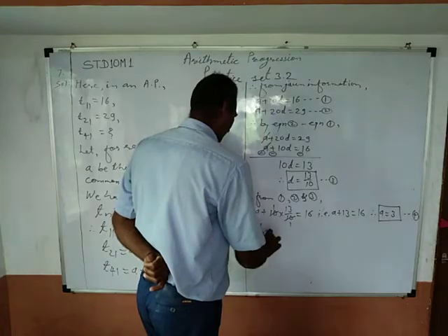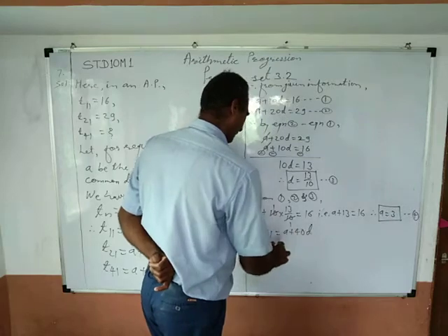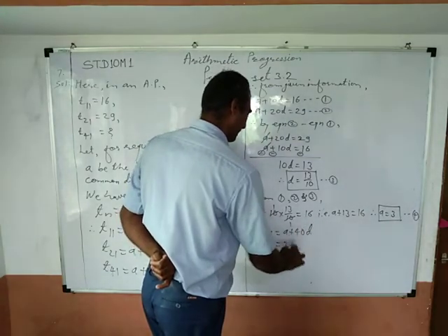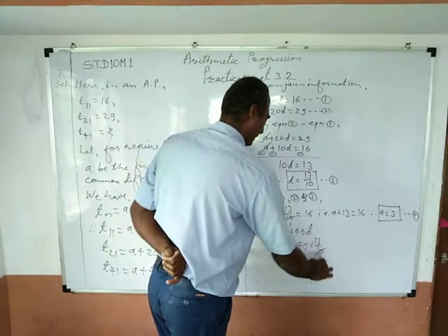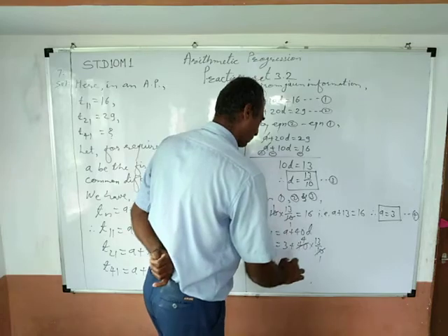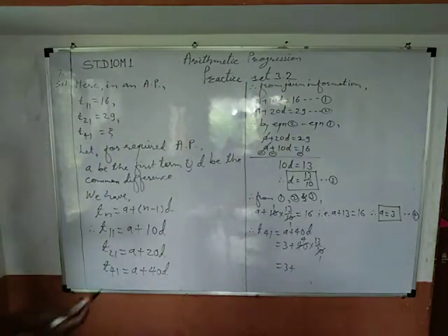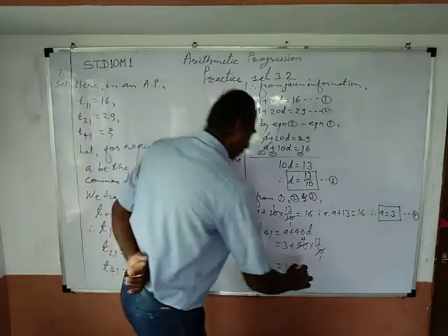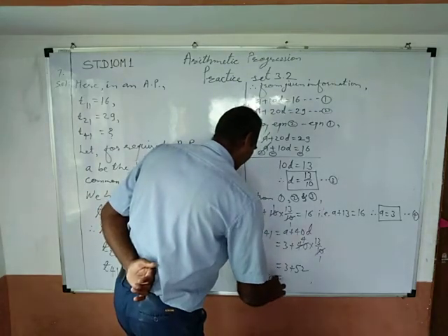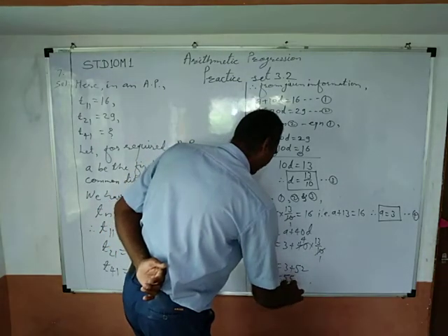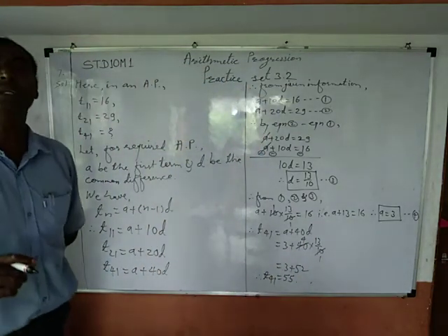And therefore T41 equals A plus 40D, equals the value of A, which is 3, plus 40 into the value of D, which is 13 upon 10. 10 ones are 10, 10 fours are 40, so 3 plus 13 fours are 52. Okay, and therefore T41 equals 55. That is, the 41st term of that AP will be 55.